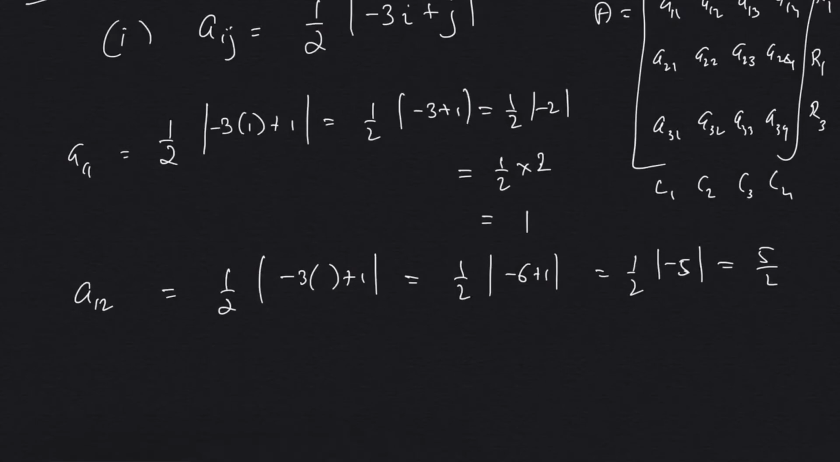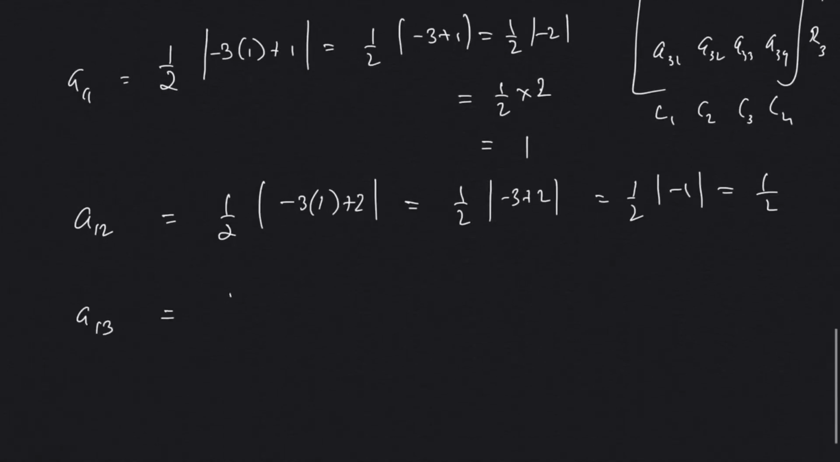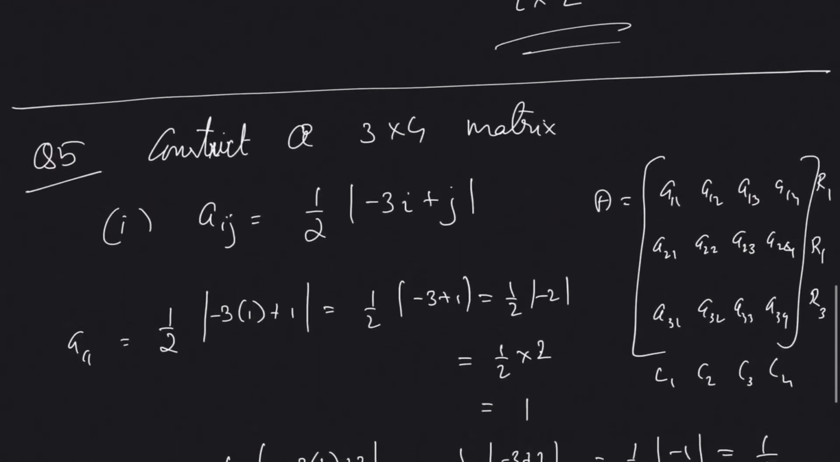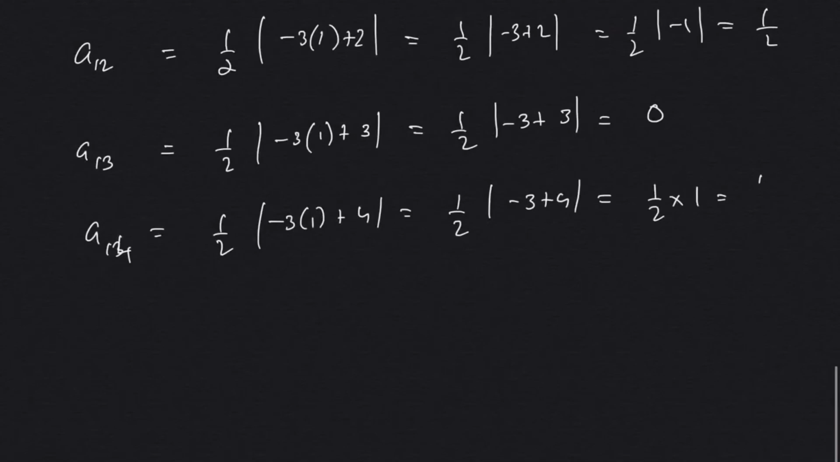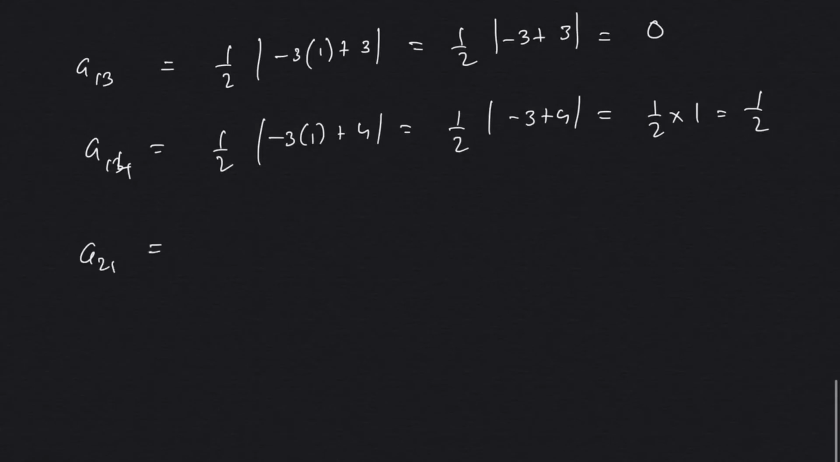Sorry, I made a mistake here. With this element, i is 1, j is 2. So minus 3 plus 2, that is minus 1, so 1/2. A13: minus 3 into 1 plus j is 3. 1/2 modulus of minus 3 plus 3, that will be just 0. Then A14: 1/2 modulus of minus 3 into 1 plus 4. 1/2 modulus of minus 3 plus 4, that is 1/2 into 1, that will be 1/2.